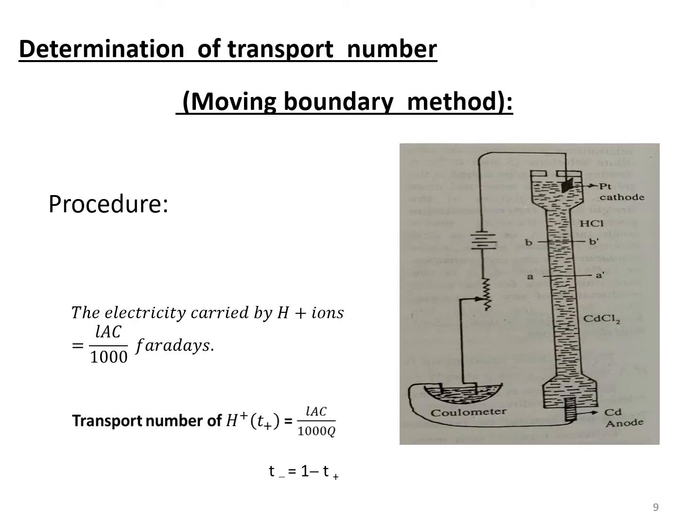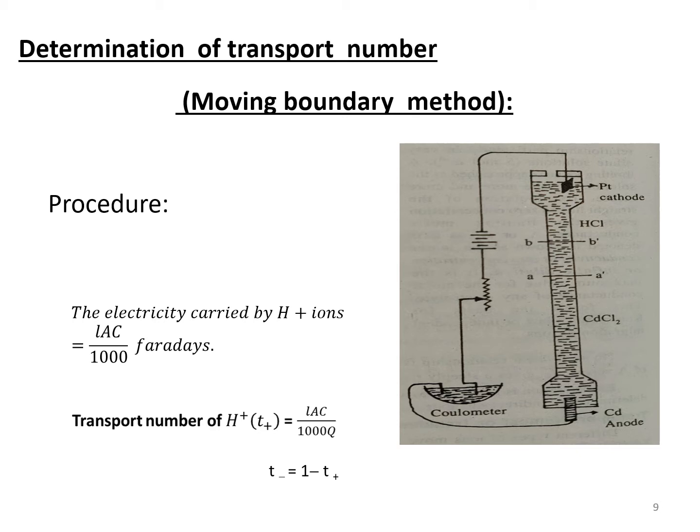Next, let us understand the method of determination of transport number of a cation by the moving boundary method. Before going into the procedure, let us try to understand the principle. This method involves observation of the actual movement of ions under the influence of an applied potential. A sharp boundary exists between two solutions, and the rate of its movement helps in calculating the transport number.